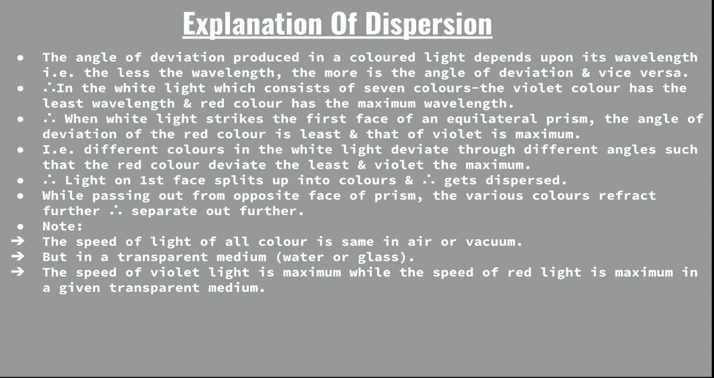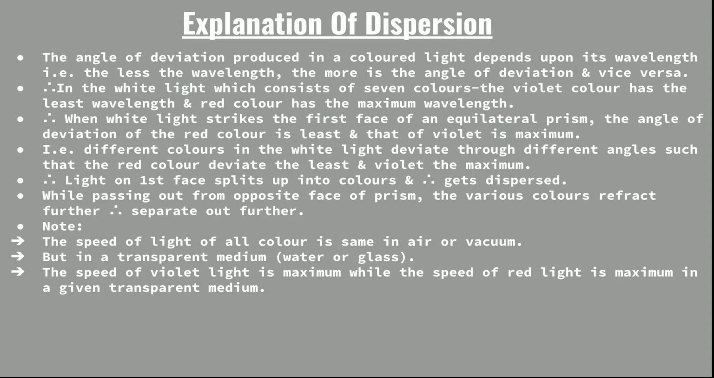When the light passes through the first face of the prism, it splits up into colors and gets dispersed. While passing out from the opposite face of the prism, the various colors refract further, and therefore separate out further.